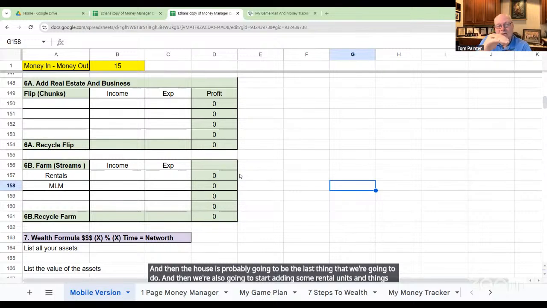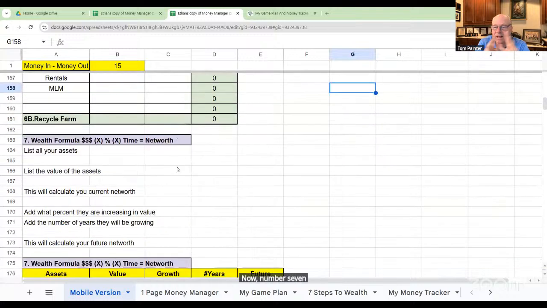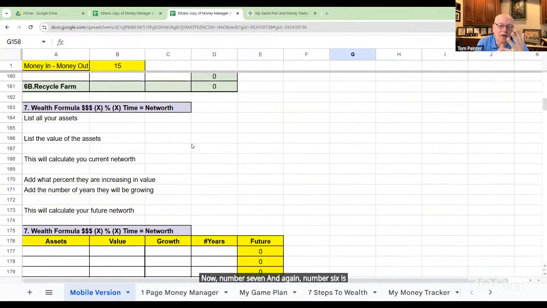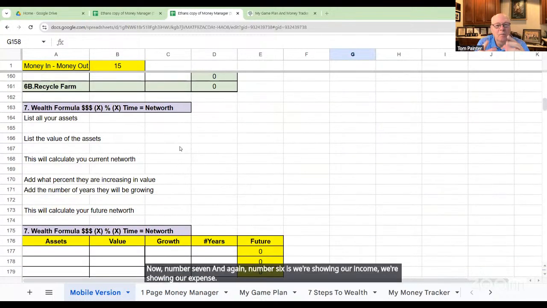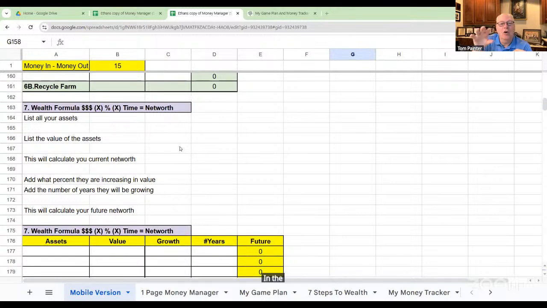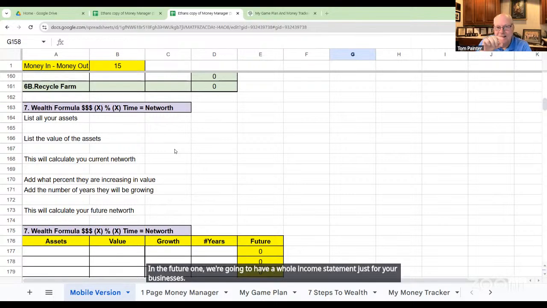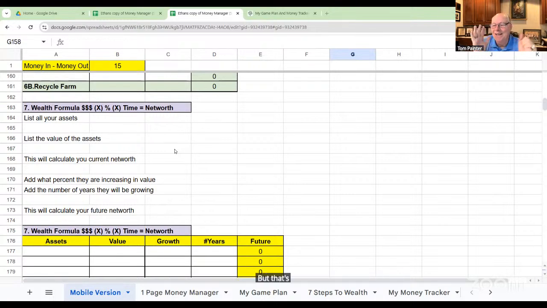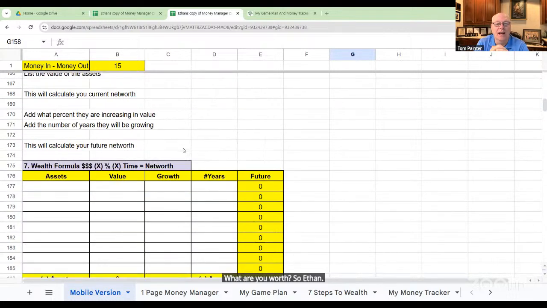So that's going to take us through the first 6. Now, number 7, and again, number 6 is we're showing our income and our expenses. In the future one, we're going to have a whole income statement just for your businesses, but that's phase 2 of what we're doing. Now, what are you worth? So Ethan, let's go down and start filling out what you're worth.